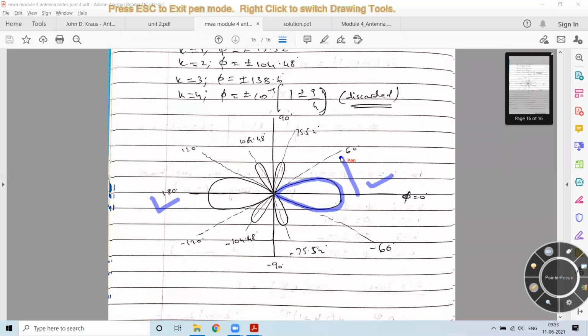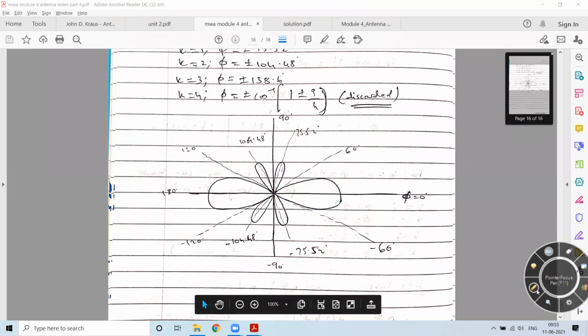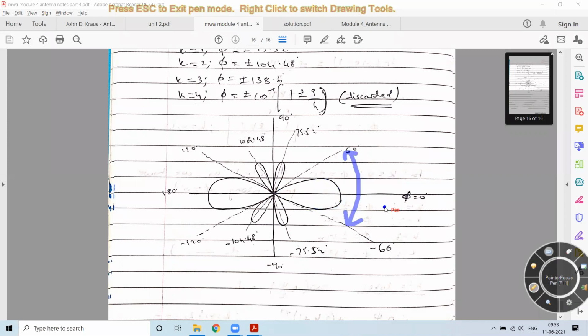Here, if I just observe, the first null in this direction is occurring at 60 degrees and the first null in the other direction is occurring at minus 60 degrees. So what does this imply? This gives us the information that this is the beam width between the first nulls. So the beam width between first null for the given condition is 60 degrees plus 60 degrees, which is around 120 degrees.